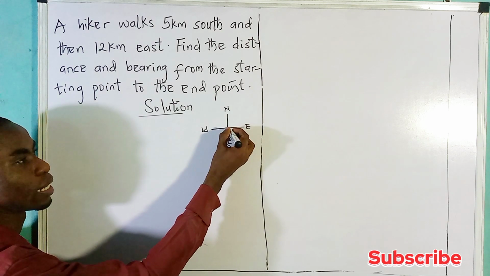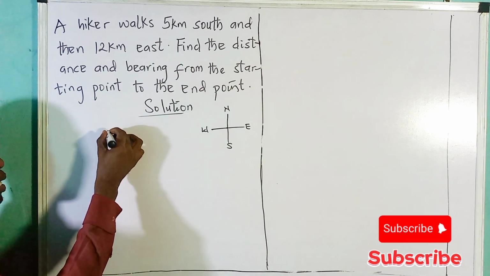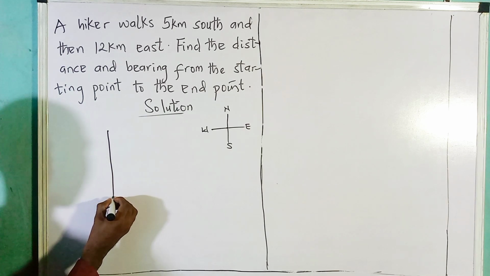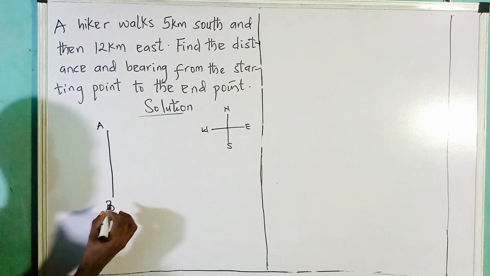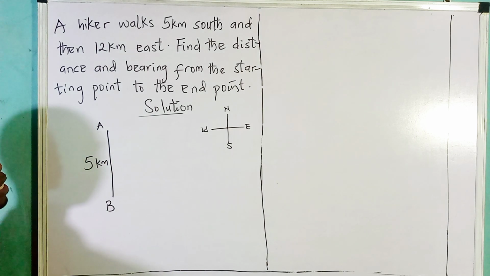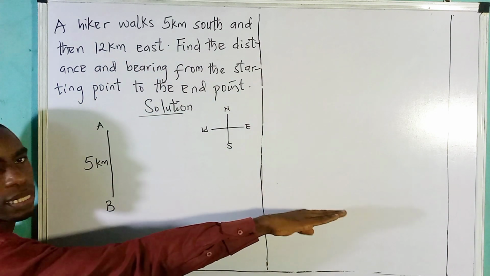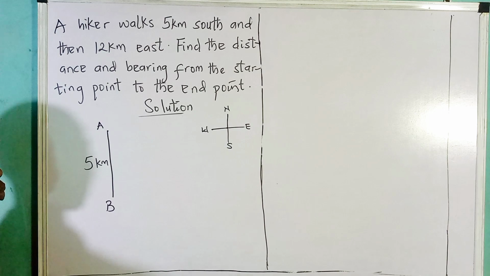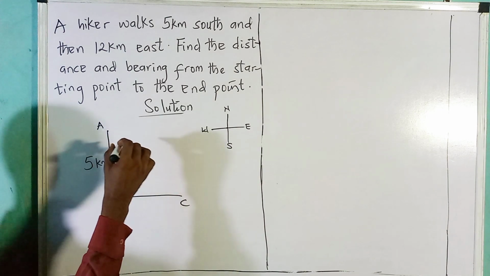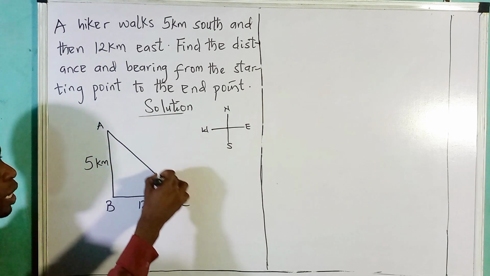So if the man was here, walking 5 kilometers south is moving downwards. So let's say he was here, he moved 5 kilometers south, he moved downwards. We'll call this A, we'll call this B, and then 5 kilometers is the distance. And then from there, he moves 12 kilometers east, which is this direction. Okay, so we're going to move from B towards the eastern part, we'll call this C. And then this is 12 kilometers. You can now join these two lines together.